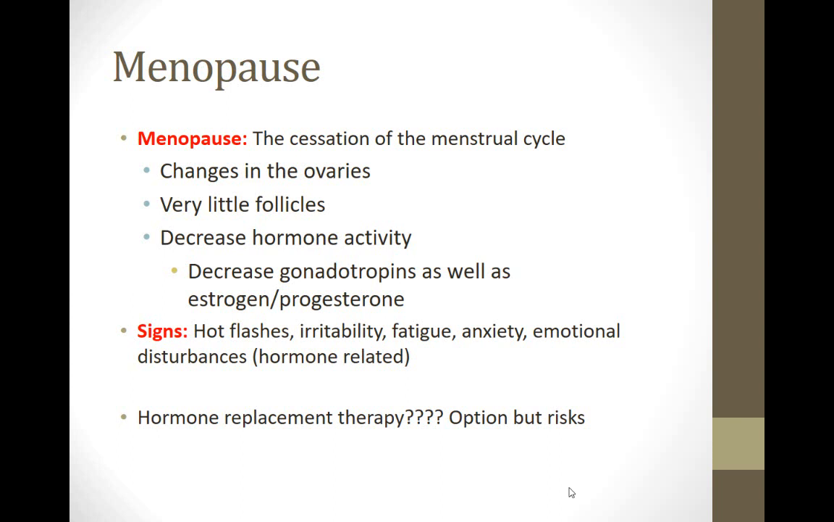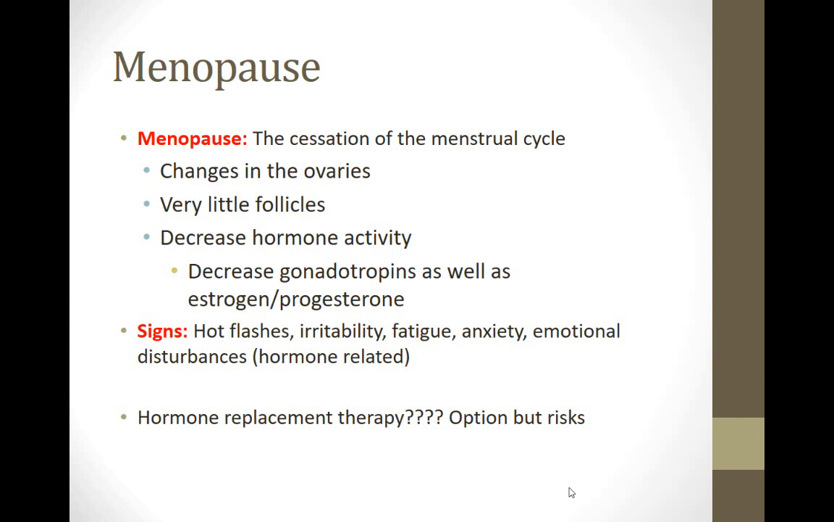The hormone activity drops. It's harder for them to ovulate. Think about estrogen and progesterone. It's harder to maintain pregnancy because their progesterone levels aren't high enough. So you can see how menopause can start to affect all of these reproductive functions that were at one time normal.